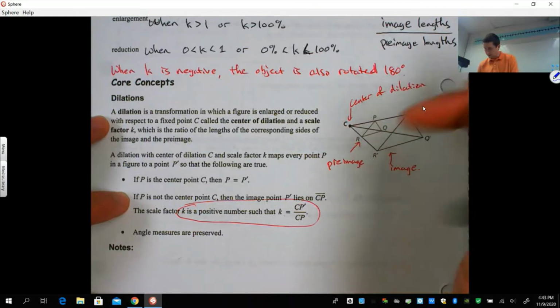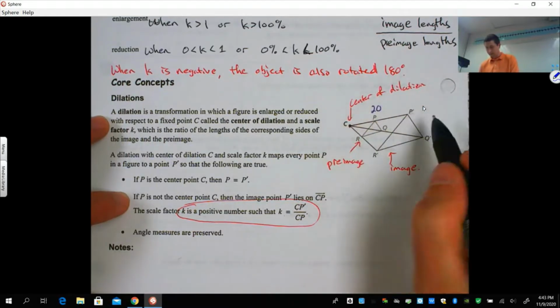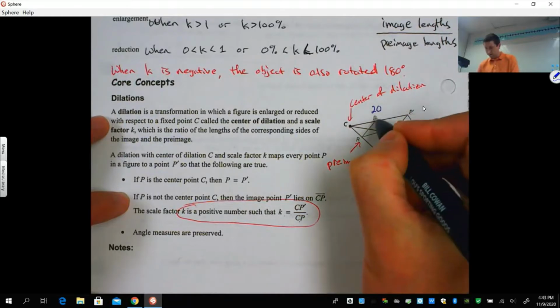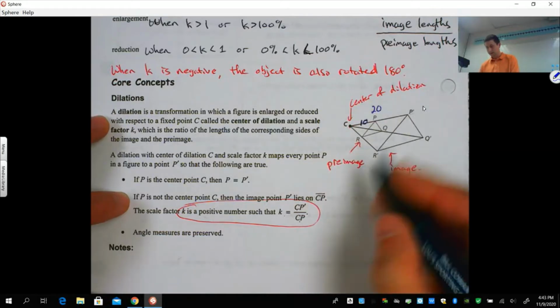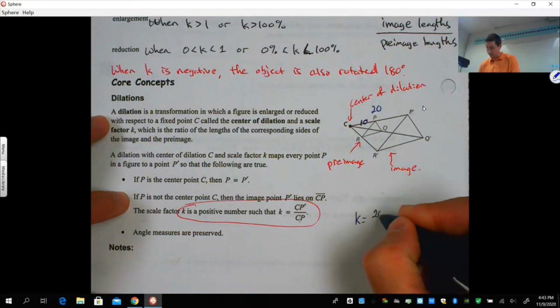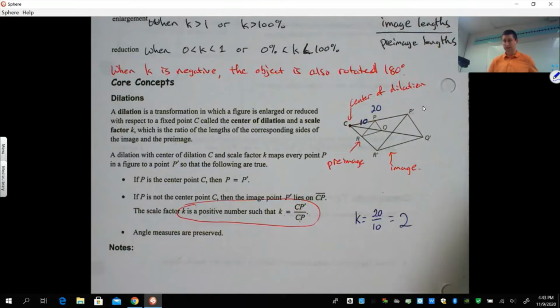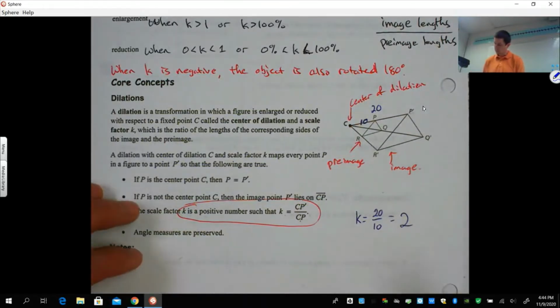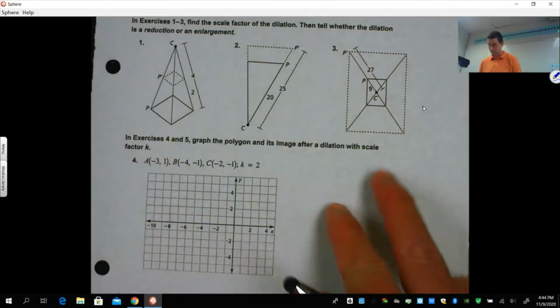So let's put a number on there. CP prime is 20 divided by CP. So let's say this right here is, we'll make it easy, 10. So in this case, if they want to know the scale factor, or the value of it, you'd say k equals 20 over 10, which would be 2. It's twice as big. That means the area is 4 times as big. The area has square units. Wish they had some of those questions. Unfortunately, they don't. We may work on that some more.